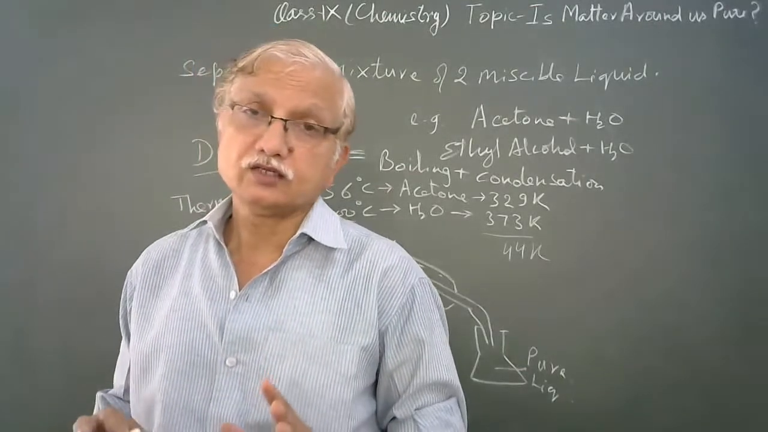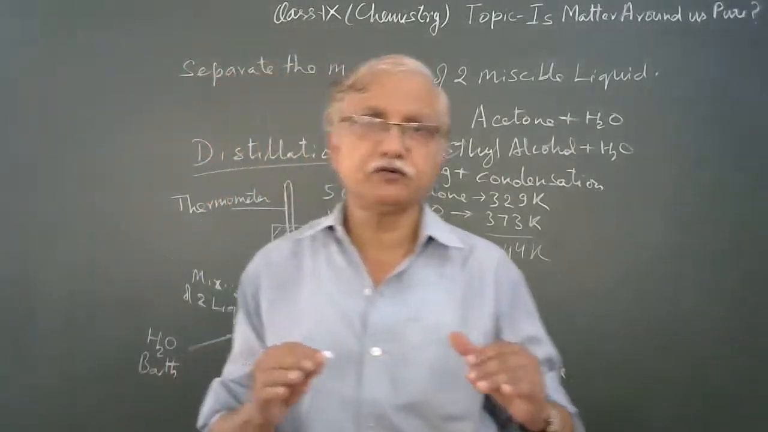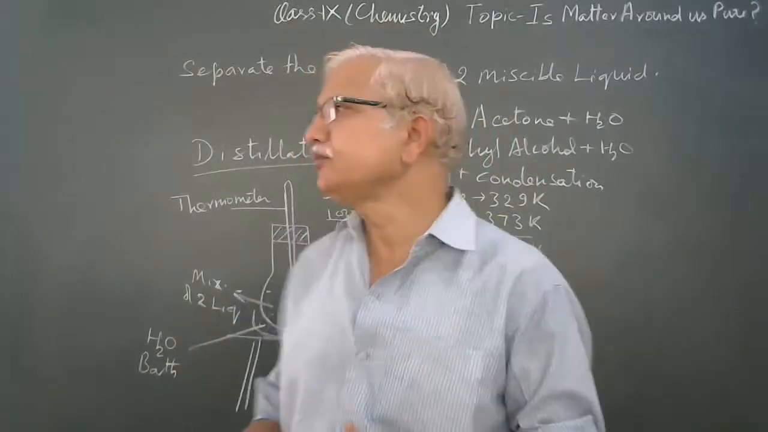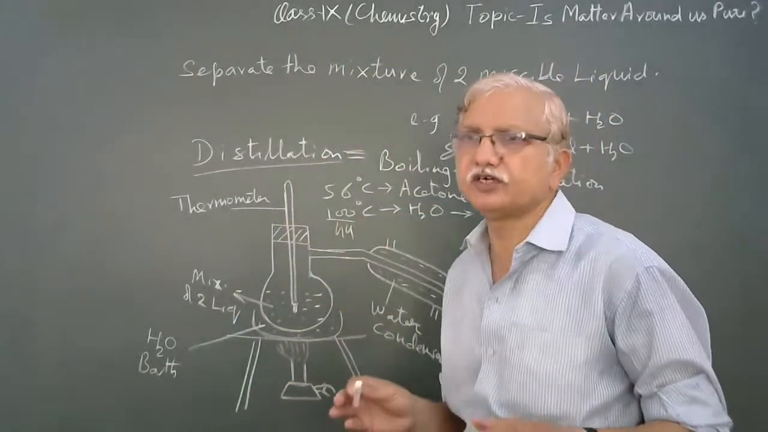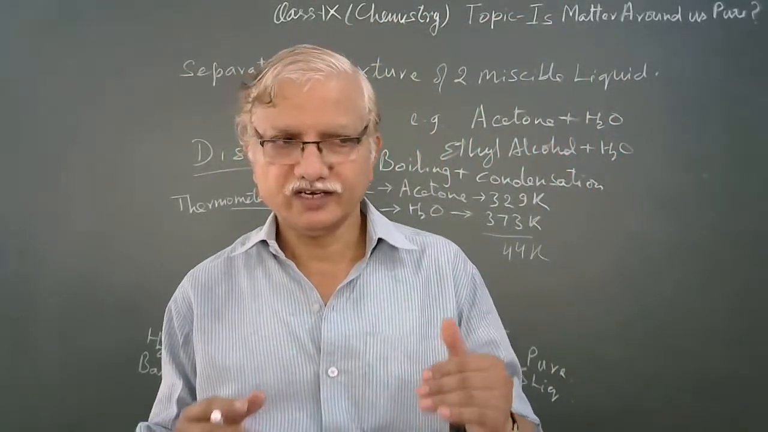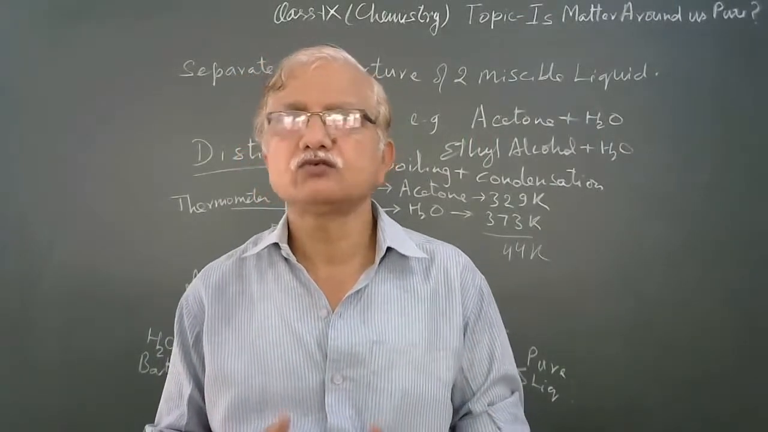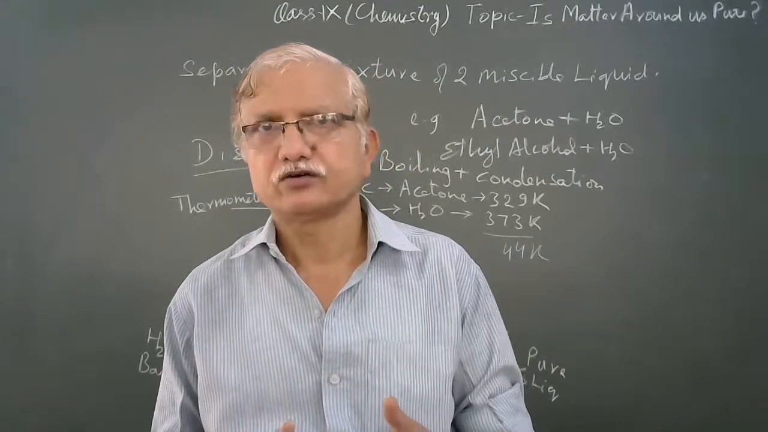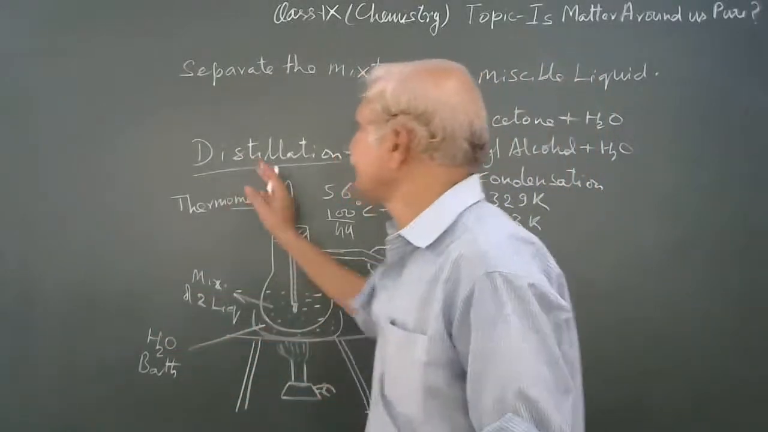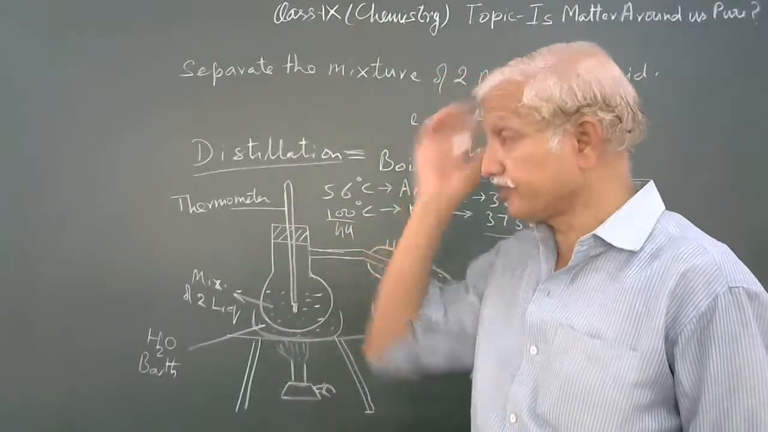So 44. If two liquids have a difference in boiling point of 25 or more than 25, then we can do the separation with the help of the distillation process. If two liquids have a boiling point difference of less than 25 degrees Celsius, less than 25 Kelvin, then we cannot separate them with the help of the distillation process. Then we have to use another process called fractional distillation.